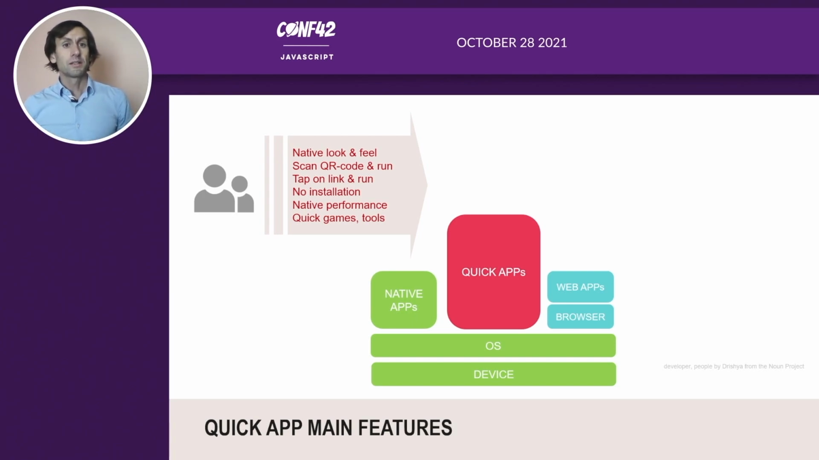The users can experience native look and feel features, so they might experience the same as in a native application, also with the same performance, because they are running directly on the operating system. The end users only need to scan a QR code, tap a link, or click on a banner, and just run and enjoy the experience of the Quick App.